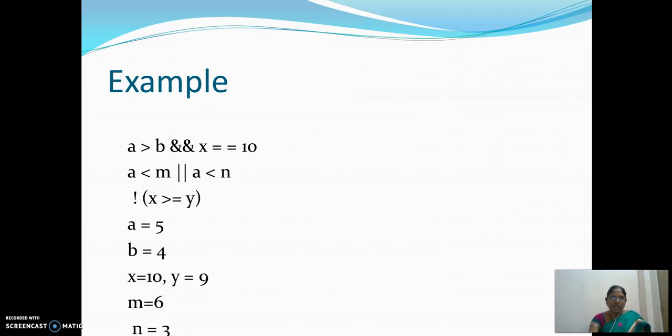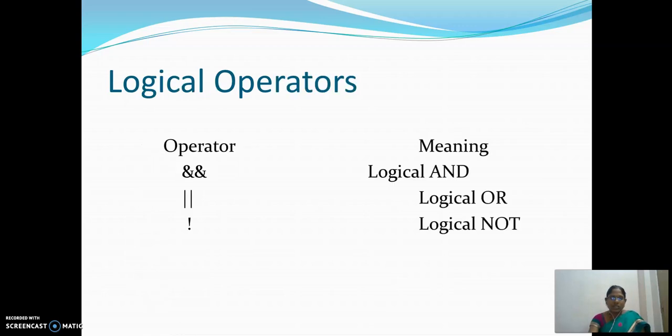See here the example: A greater than B and x equal to 10. One thing is, logical operators will be performed on logics. On the left hand side you will have a logic. The other side you will have the other logic. You will compare these logics. If both the logics are true, then the ampersand symbol will give you true. If any one is true, then the pipe symbol will return true. Not means if true, false; if false, true.